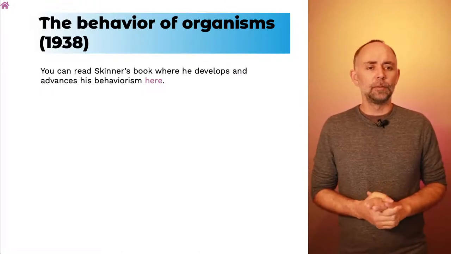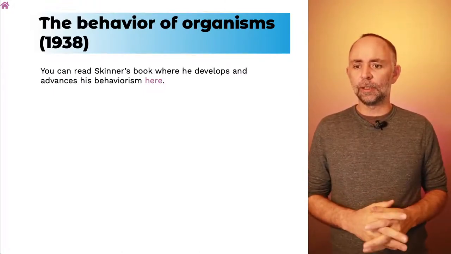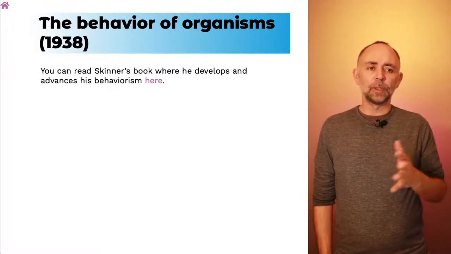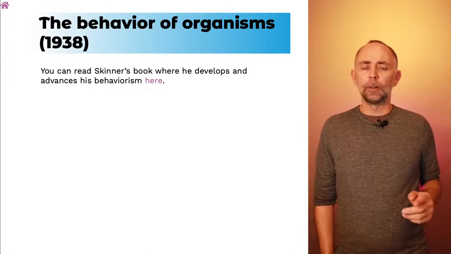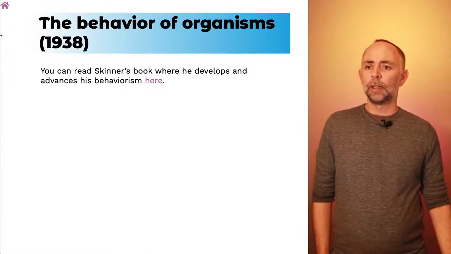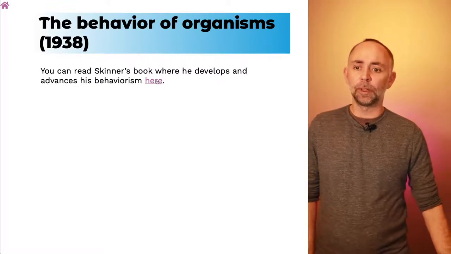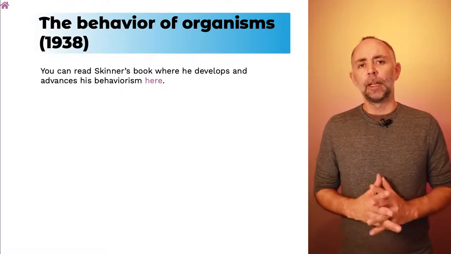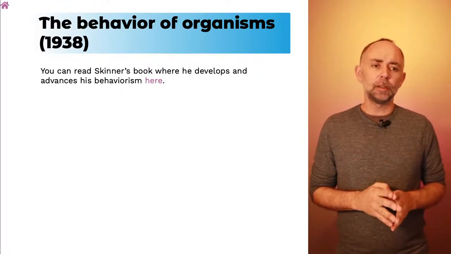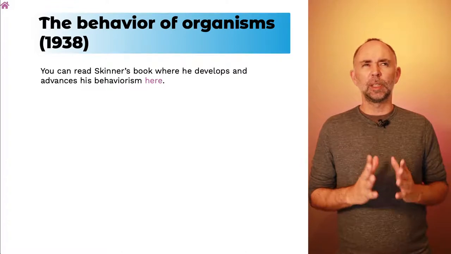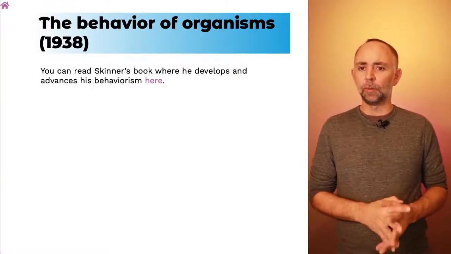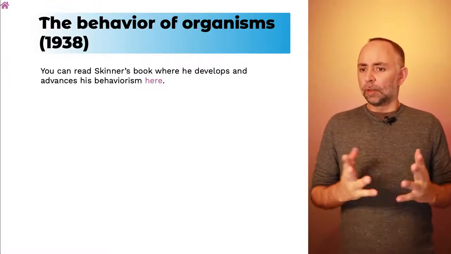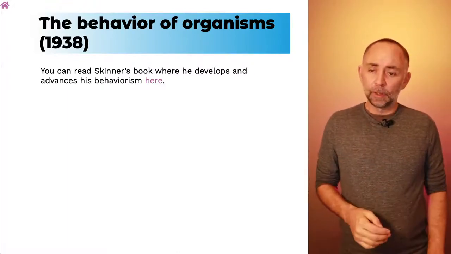If you are interested in reading what Skinner has to say, he's got lots of different books and things like that, but in terms of his description of operant conditioning, I'd recommend the 1938 The Behavior of Organisms book. You can read it by clicking here. It's on the Internet Archive. And the introduction of that book nicely describes what Skinner's behaviorism is all about and what his scientific goals were. We're going to try to summarize them right here. So let's go for it.